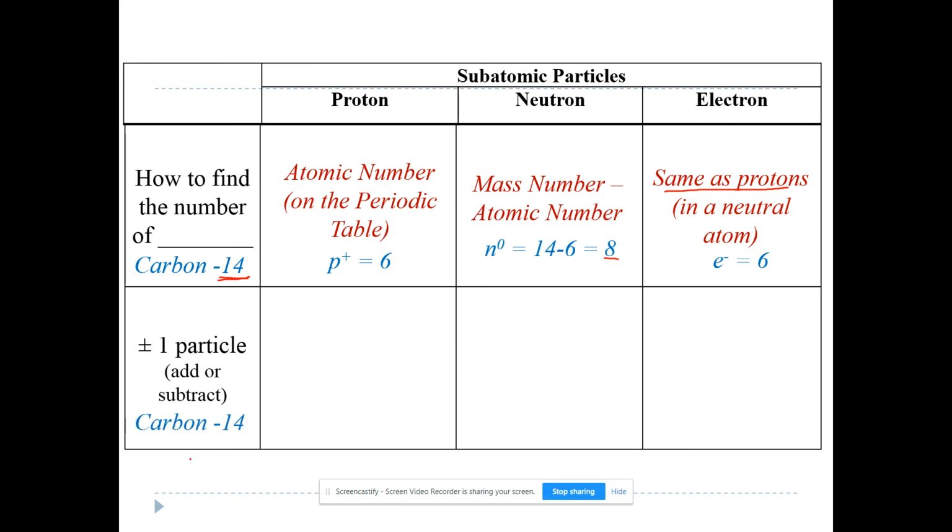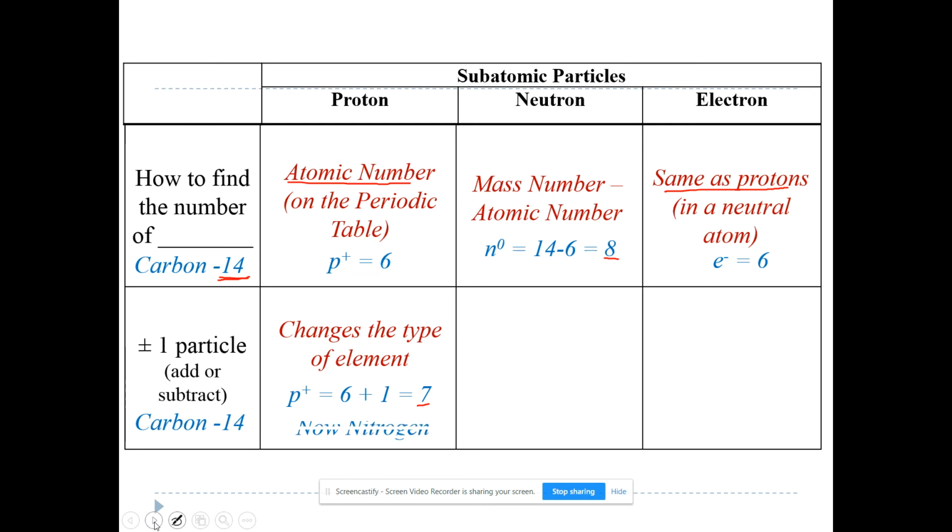Now, what happens when we add or take away each one of these particles? So again, we're going to look at carbon-14 with the 6 protons, 8 neutrons, and 6 electrons. And we're going to say, what happens when we add or take away a proton? Well, I'm going to add a proton, and that changes the element. If I add 1 proton, now I have 7 protons, but that changes the atomic number, because by definition, the atomic number is the number of protons. And I look on my periodic table, the element with the atomic number 7 is nitrogen. So now I have nitrogen.